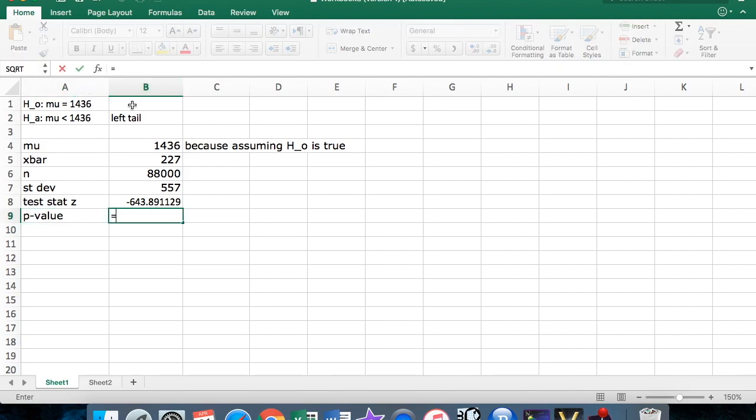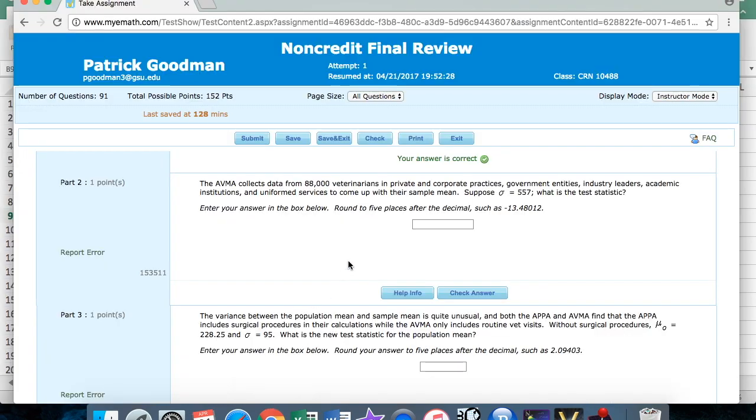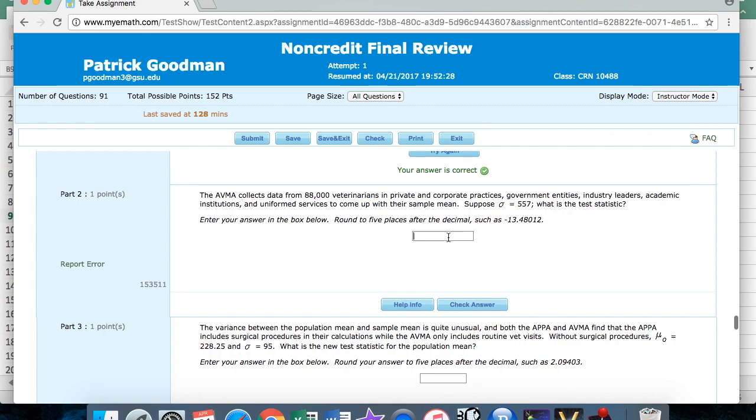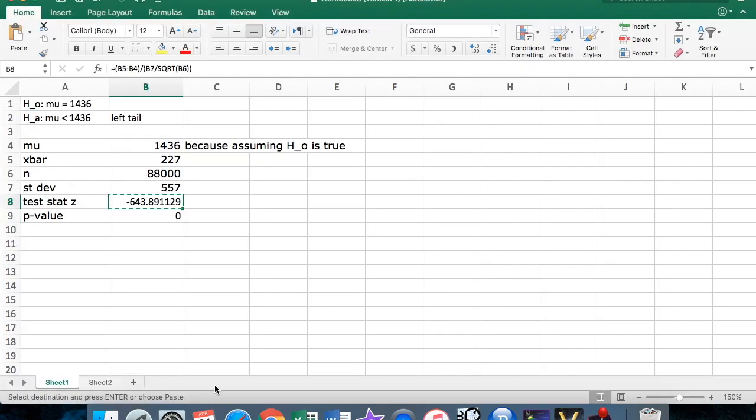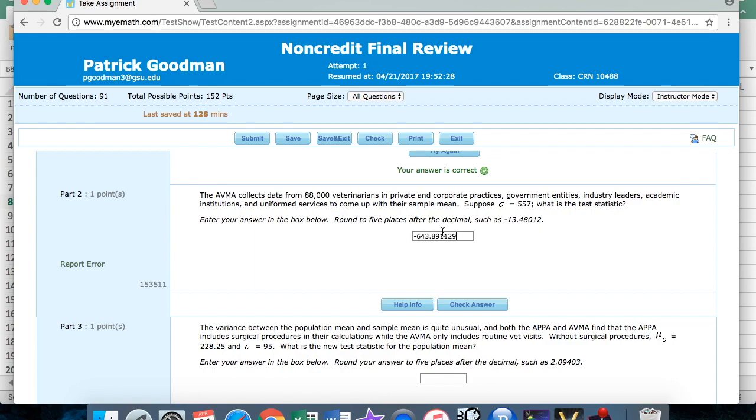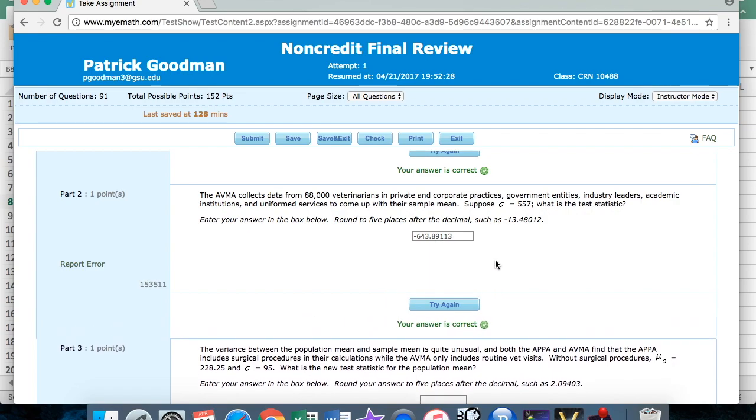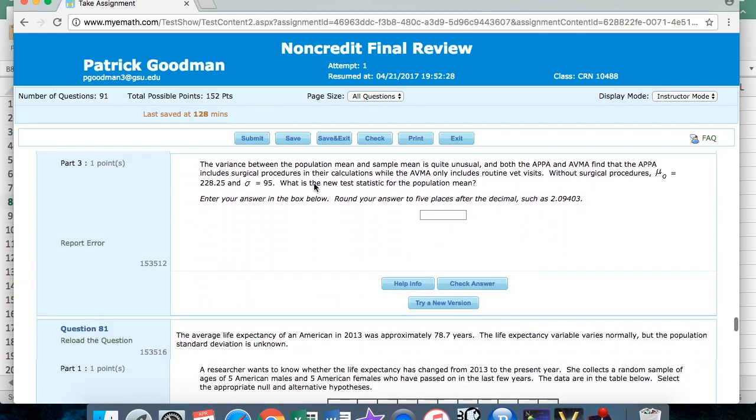Okay, so now look at my p-value. The p-value is the probability around your test statistic in the direction of your tail. So it's NORM.S.DIST because it's a normal distribution. This z, comma, always cumulative. So 0%. So very small. So what is the test statistic? Well, it's this horrible, humongous thing, to 5 places: 1, 2, 3, 4, 5. So there we go.